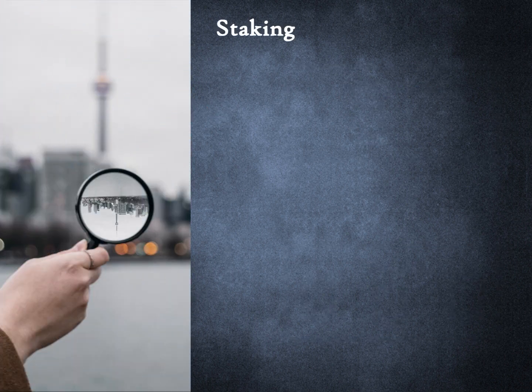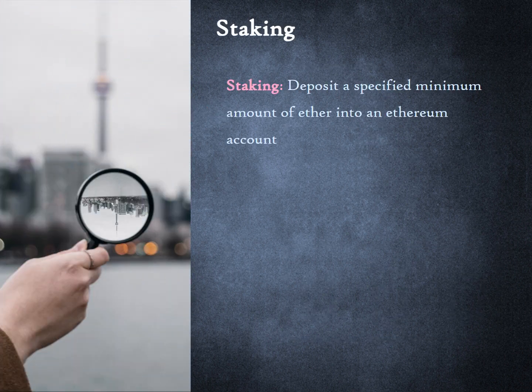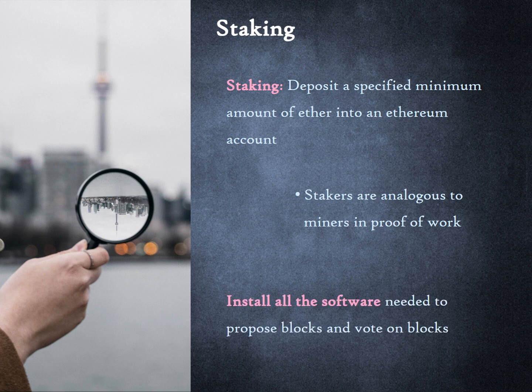To become a validator, an individual must do two things. First, deposit a specified minimal amount of Ether into an Ethereum account. This is called staking. In 2022, when Ethereum migrated to proof of stake, the minimum amount was 32 Ether. The individuals staking their Ether are called stakers. Stakers, thus, are analogous to miners in proof of work. Second, install all the software needed to propose blocks and vote on blocks.